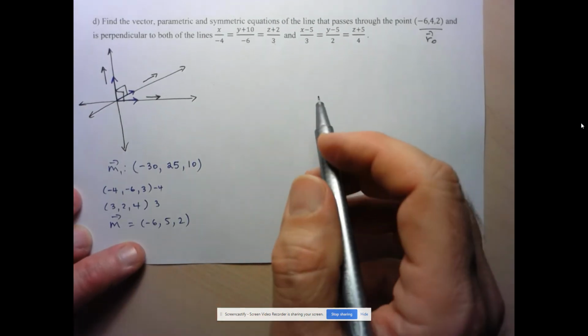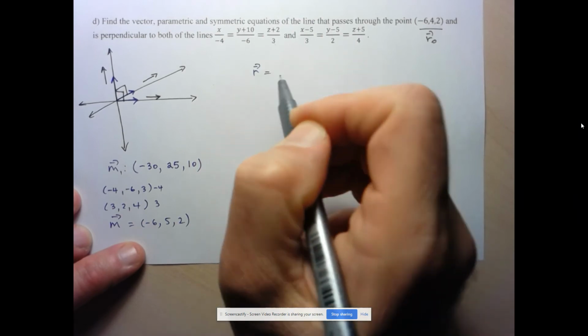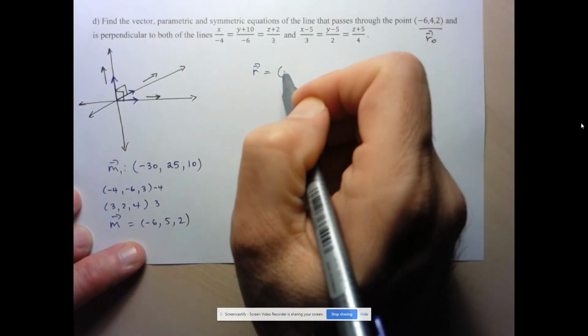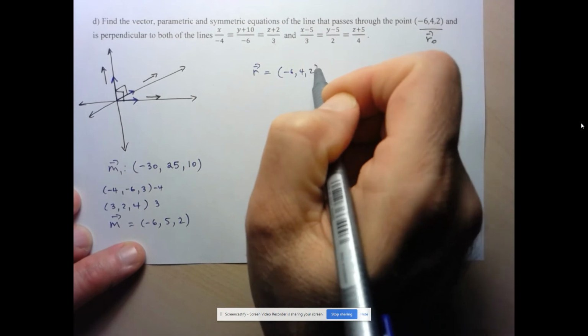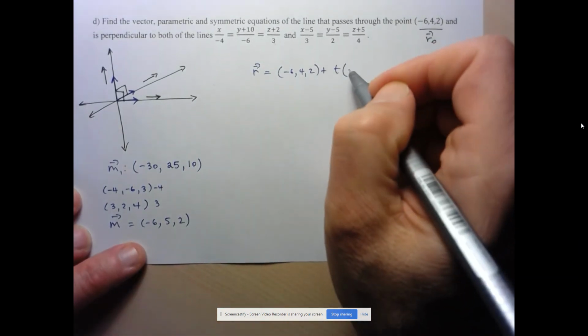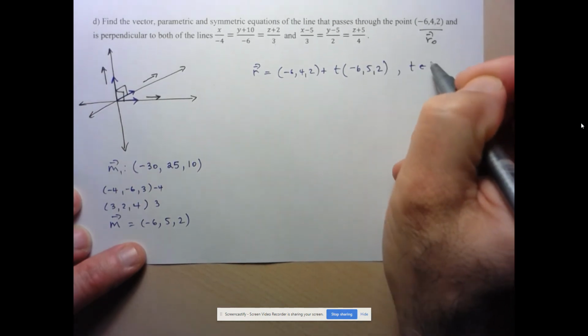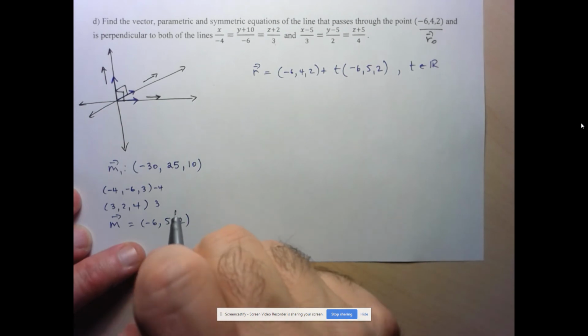Now that I've got my point and my direction vector, I can write out the three equations. Let's start with the vector equation. So R is equal to R naught, which is -6, 4, 2, plus any scalar multiple of my direction vector. So that's -6, 5, 2, with t being any possible real number.